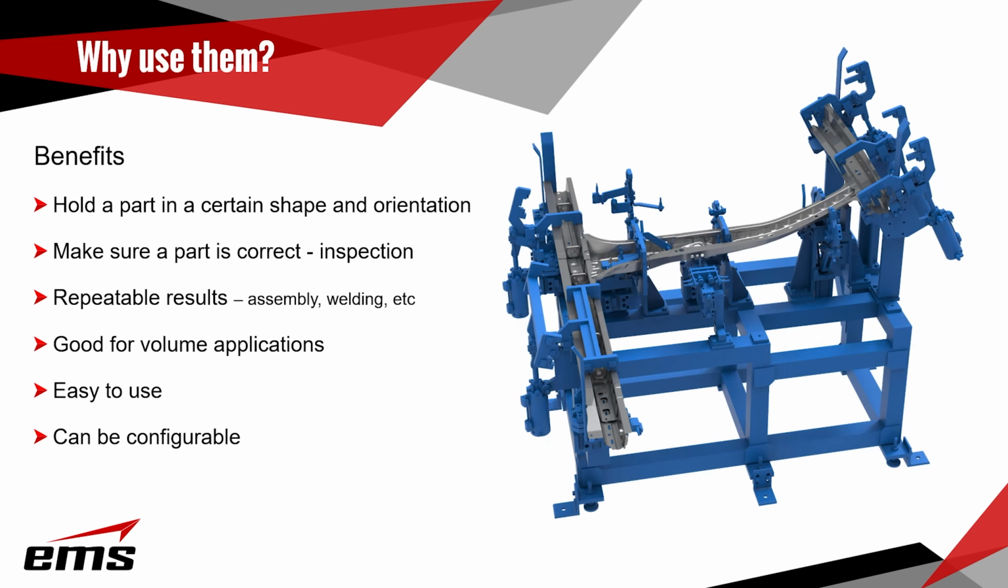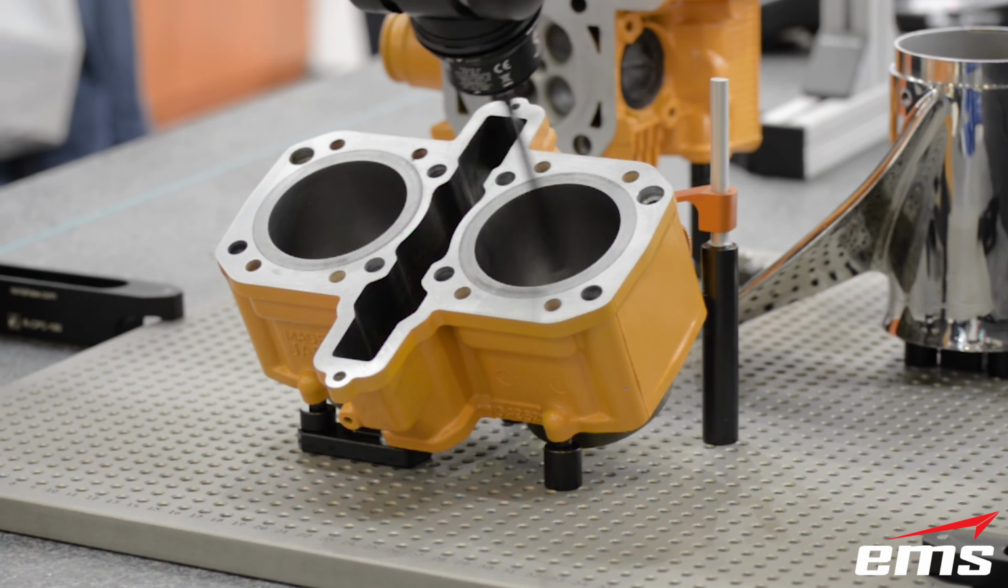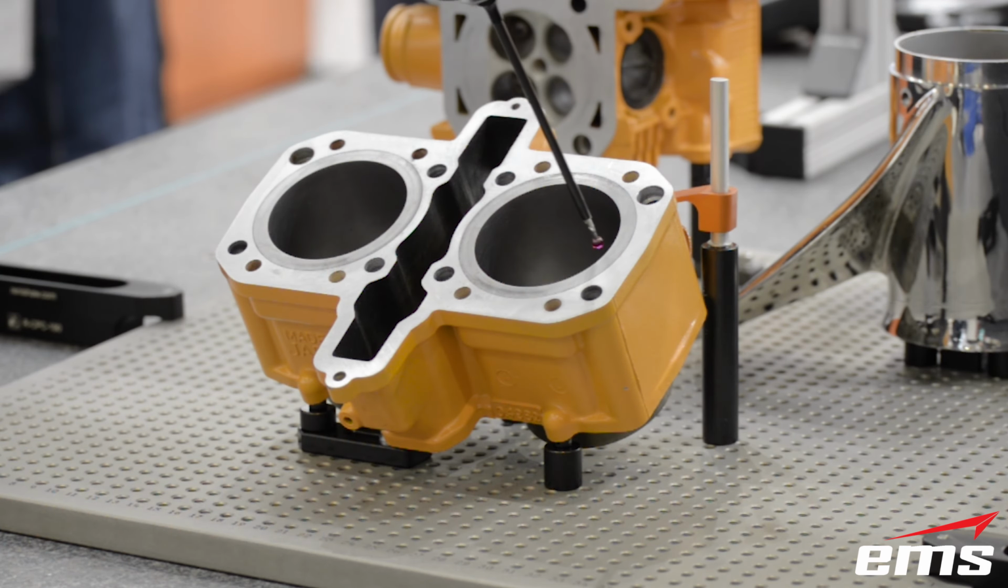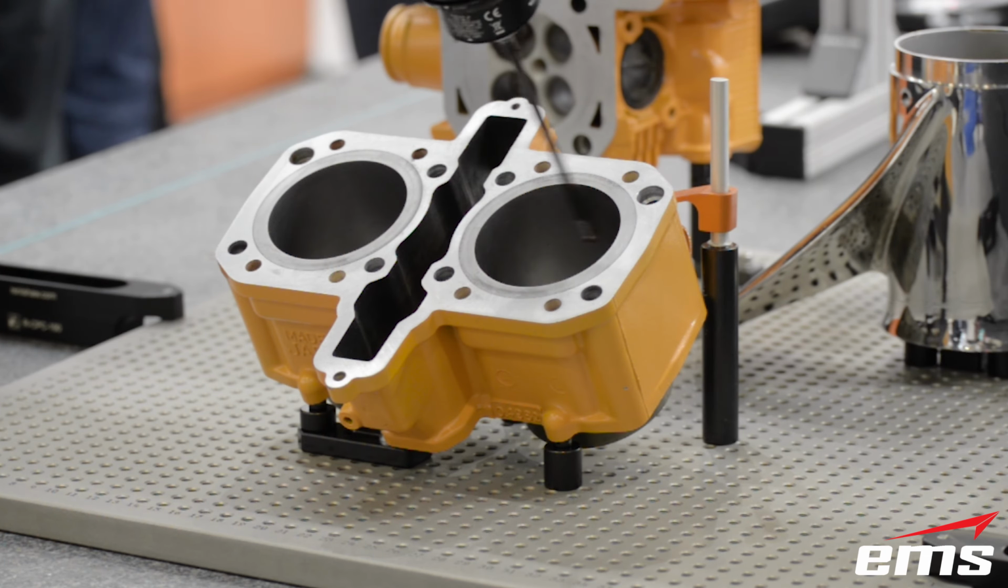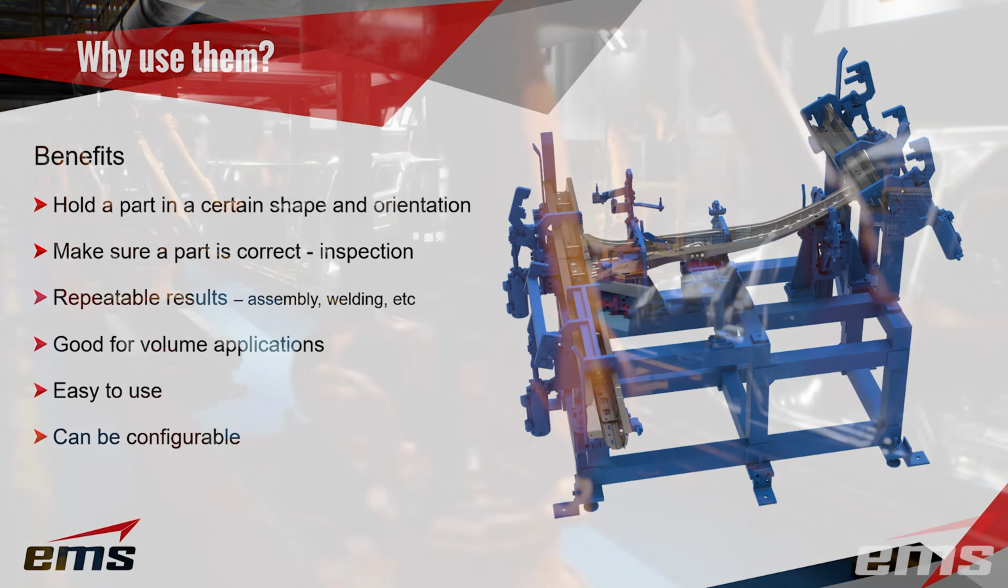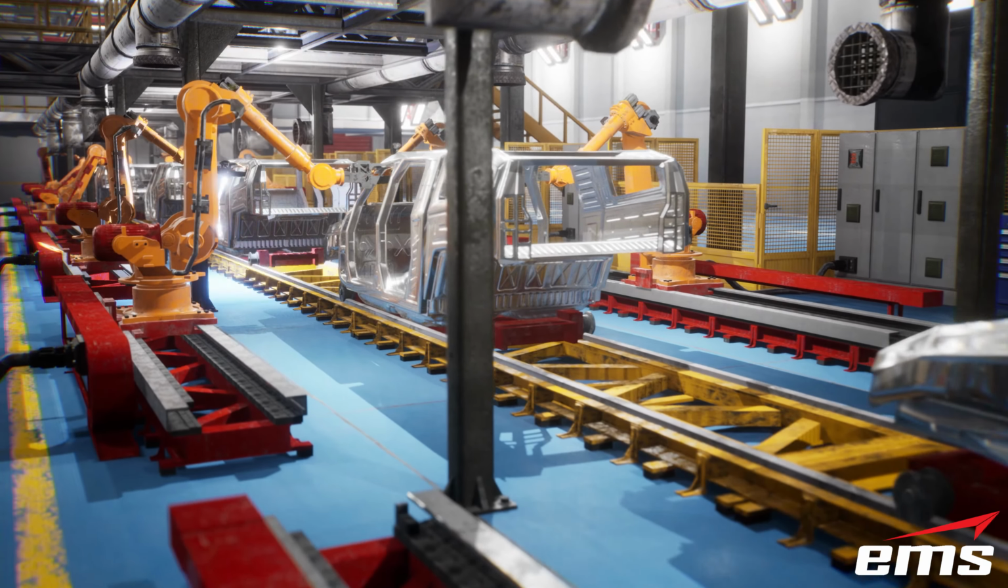So why use a fixture? Well, again, the primary reason is to hold a part or a series of parts in a certain shape or orientation so that some other operation can happen. They're used a lot to make sure a part is correct, so it's used for inspection. You want to hold the part in a certain orientation, a certain position so it can be inspected. They offer repeatable results. If you can hold the part the same way every time, then whether you're doing assembly or welding or machining, you should get repeatable results. If you have a good fixture, you should get repeatable results.